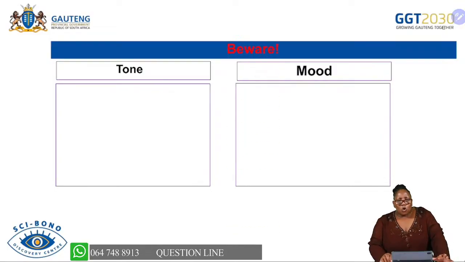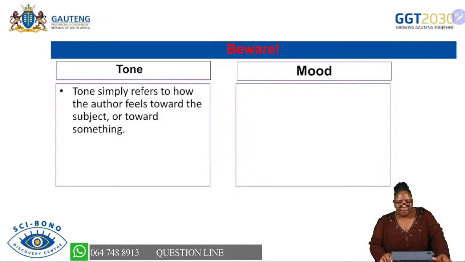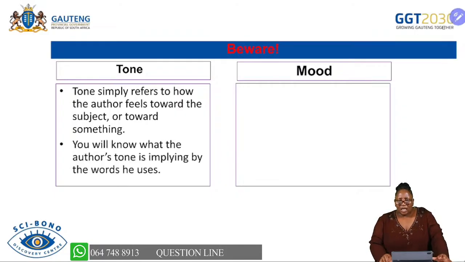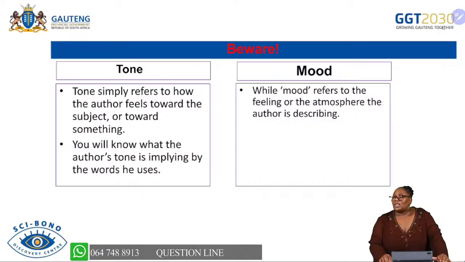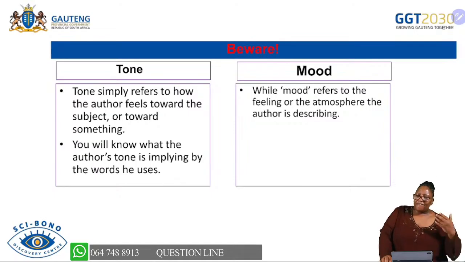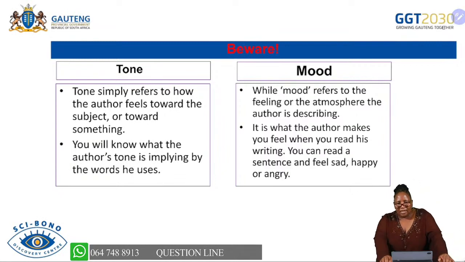There are tone words that we use. Tone simply refers to how the author feels towards the subject. You will know what the author's tone is by the words he uses. And then we also have what we call mood. It refers to the feeling or the atmosphere the author is describing. It is what the author makes you feel when you read his writing.